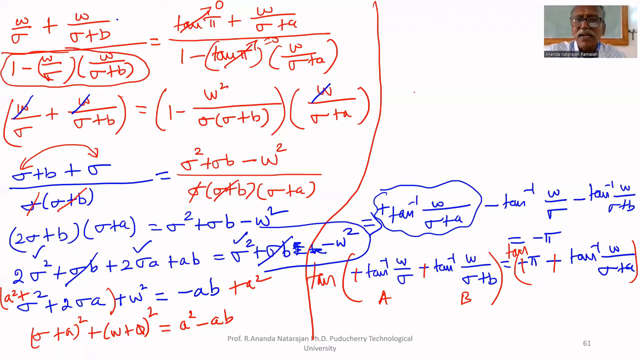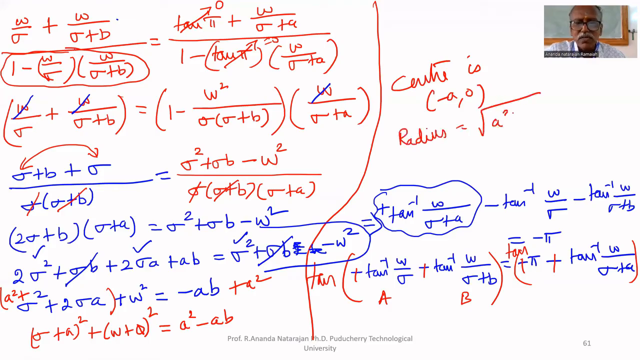Therefore, the center is at minus A comma 0. The radius is equal to the square root of A square minus AB. Therefore, the complex points on the root locus form a circle. Second part is proved.